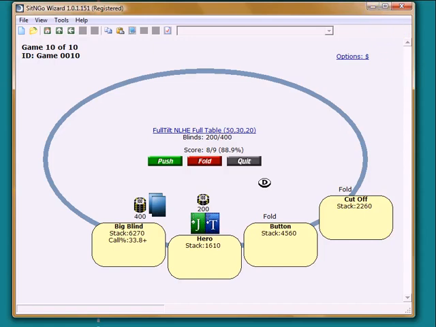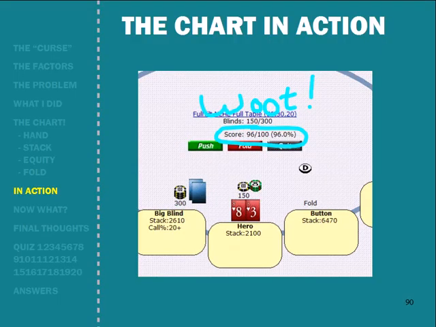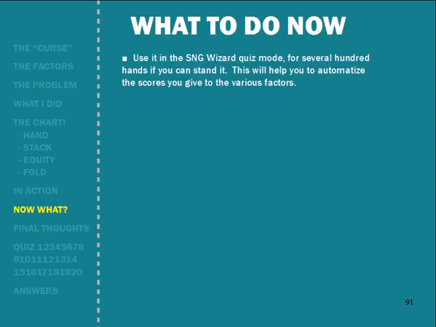Anyway, that is just some of it in action. As I said, it tends to run around 96%. And if you're not doing as well on the quiz on those settings as 96%, then it's probably in your interest to go ahead and work with this chart a little bit. So now that we've learned how to use the chart, seen it in action, now what?